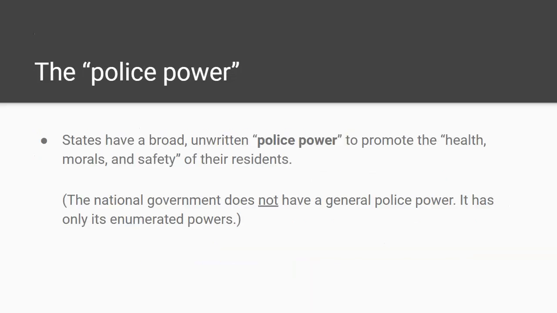We can summarize this idea with the general term, the police power of the states. The police power is the power of the states to regulate behavior within their territory to advance their residents' health, safety, morals, and the general welfare. This is a different use of the word police than when we talk about the police as cops or law enforcement. We are using police in the sense of policing people's behavior. Again, this is unlike the national government, which, as we have said, can only act on its enumerated powers. The United States does not have a general police power.